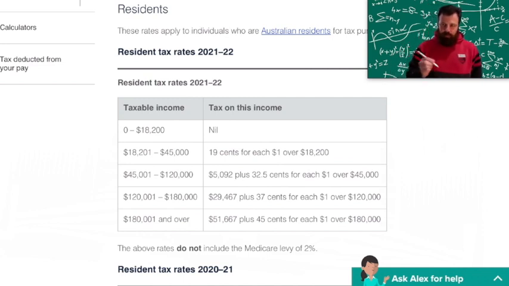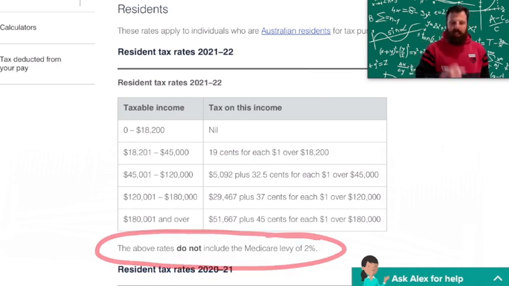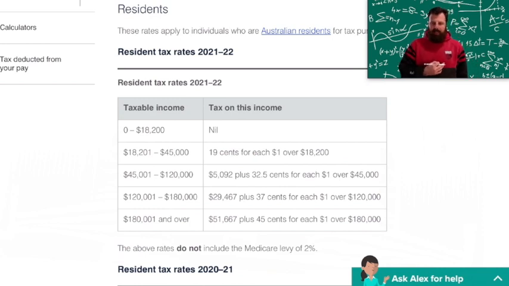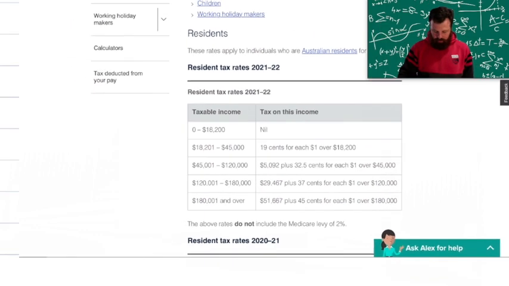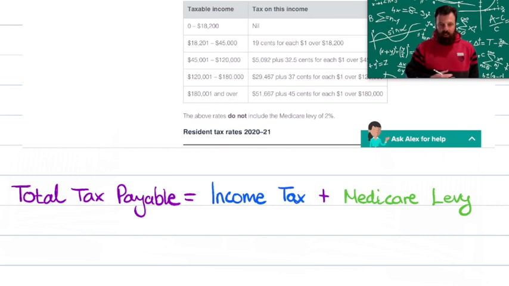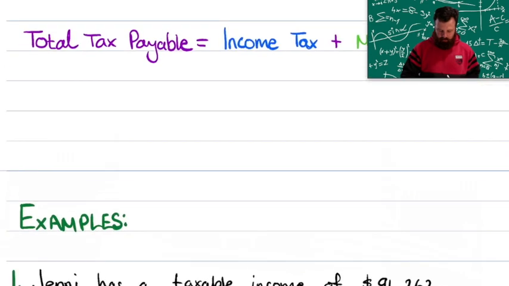Okay? And it's important, you can see down the very bottom, that this table does not include the Medicare levy. Once you figure out your tax, we add the Medicare levy on top of that, and we can see that down here. Your total tax payable is your income tax, so whatever we calculate from the table, plus the Medicare levy. Okay, so let's jump straight in and look at some examples for this lesson.